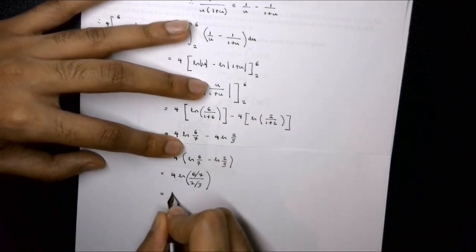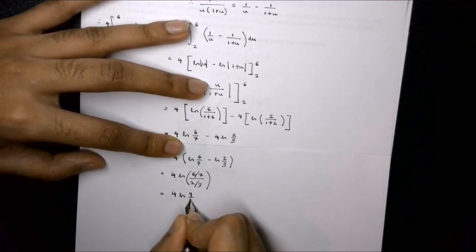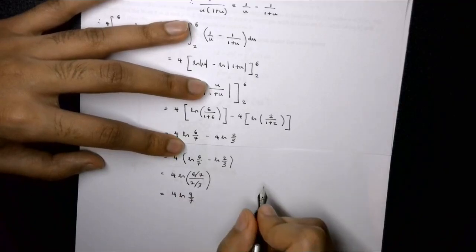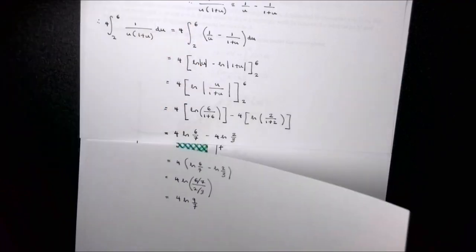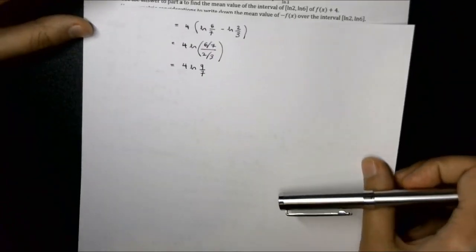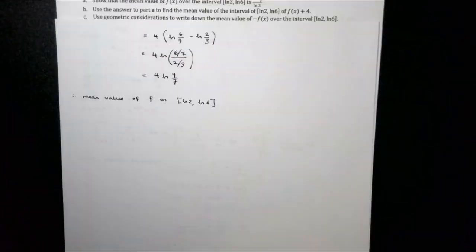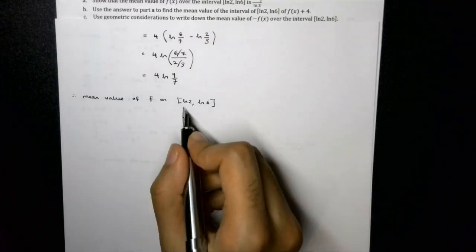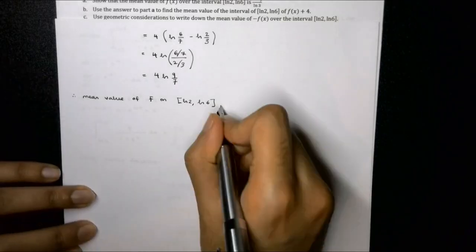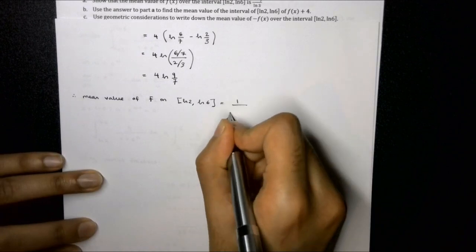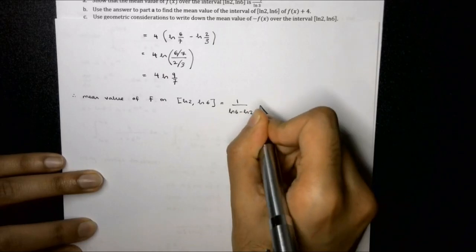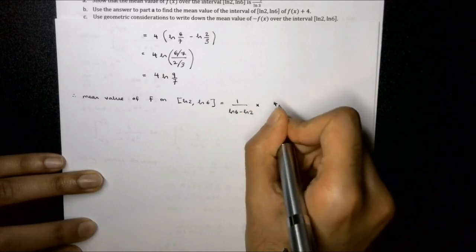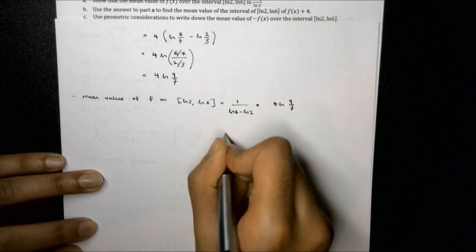So here we've got 4 times the natural log of 9 over 7. With this we can find the mean value. Okay, so let's just write this down. Therefore, the mean value of f on the interval natural log 2 to natural log 6 is equal to 1 over natural log 6 minus natural log 2, times 4 times the natural log of 9 over 7.